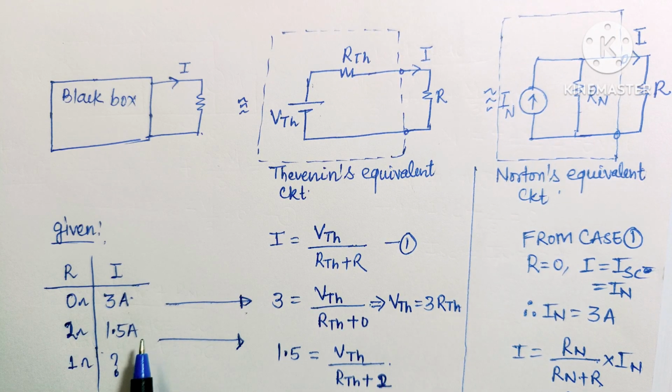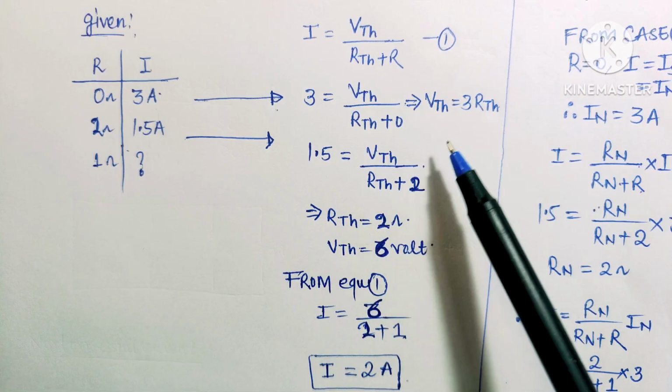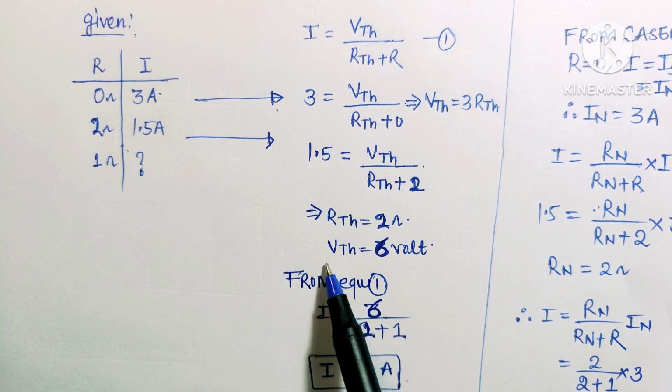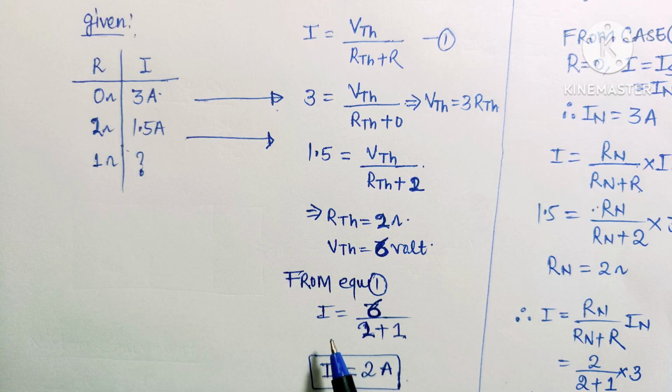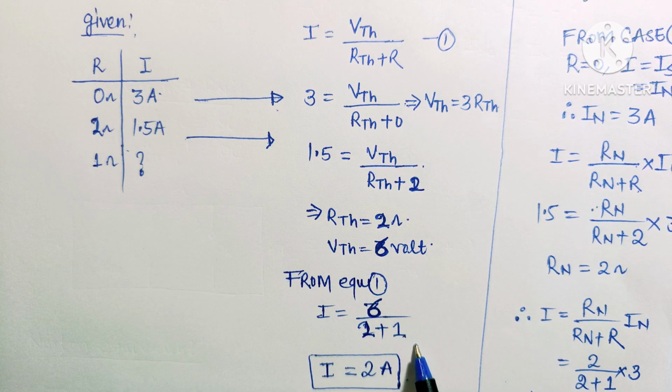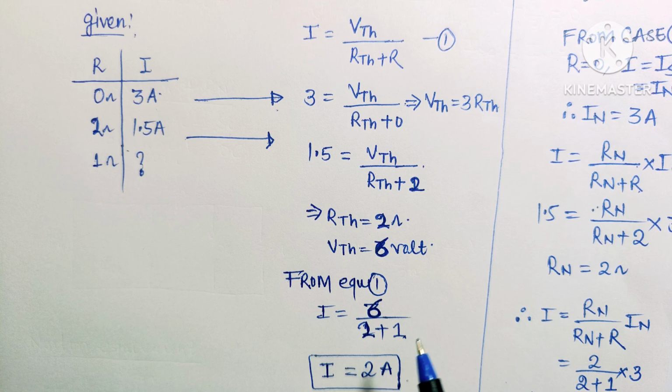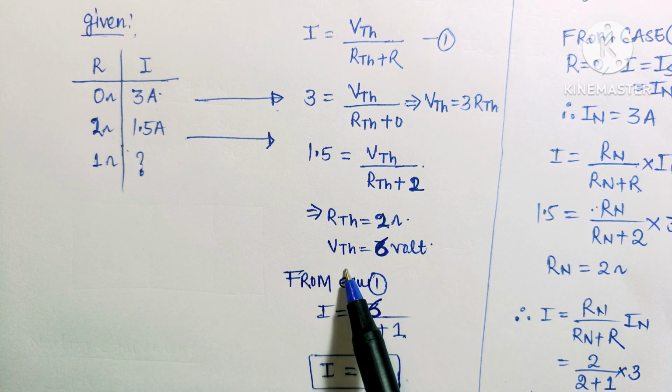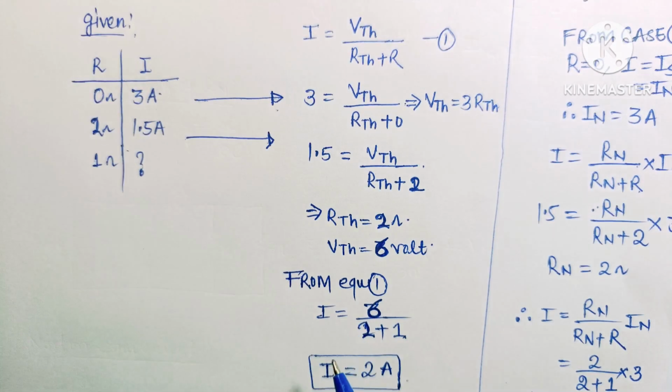By using the second condition, we put this value in equation number 1, so I equals 1.5 ampere and VTH upon RTH plus R with R equal to 2 ohm. By solving these two equations, we find RTH is equal to 2 ohm and VTH is equal to 6 volt. As we know, for R equal to 1 ohm the value of current I has been asked. If we put all the calculated values, that is RTH and VTH, in equation number 1 with R equal to 1 ohm, then we find the I value is equal to 2 ampere. So this I value is the answer asked in the question.